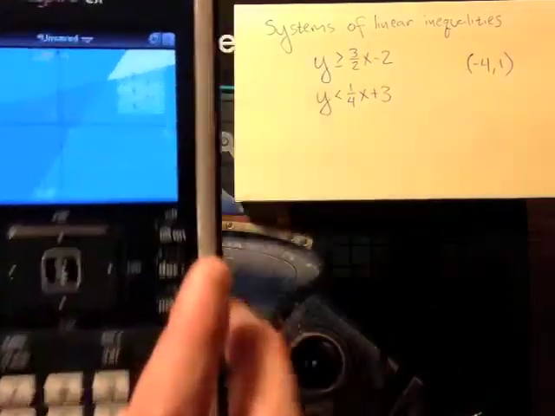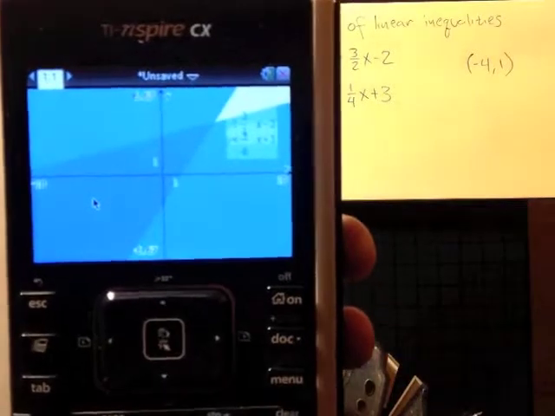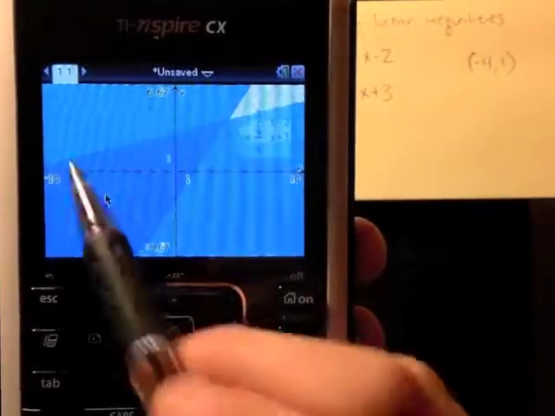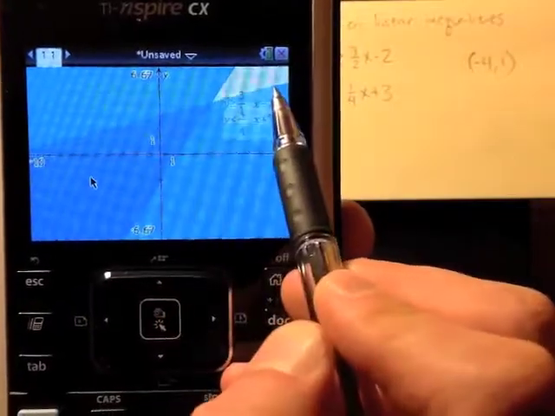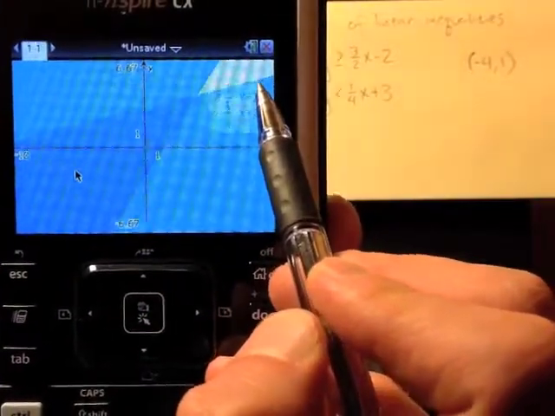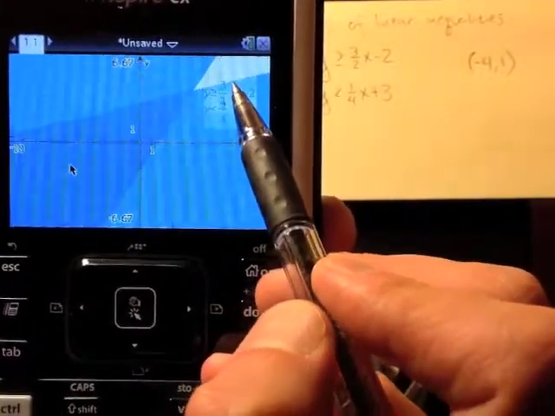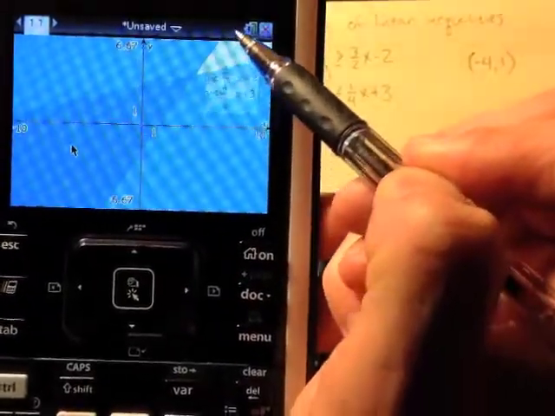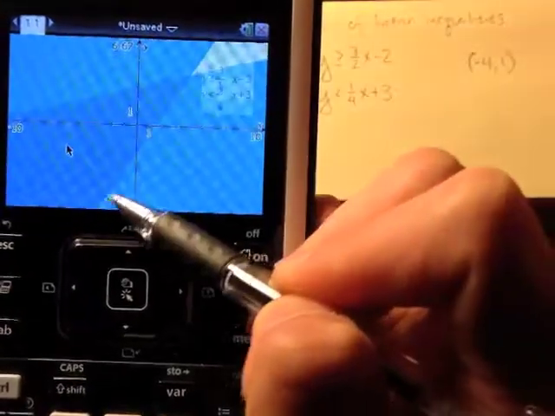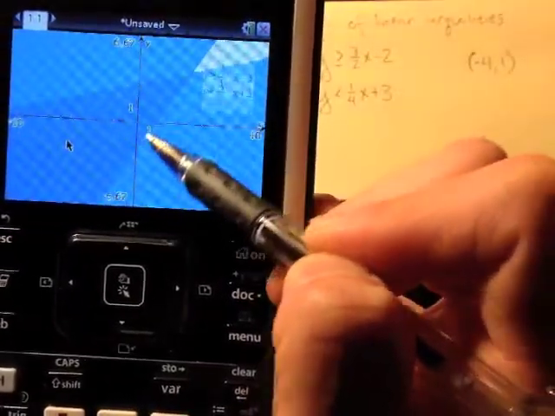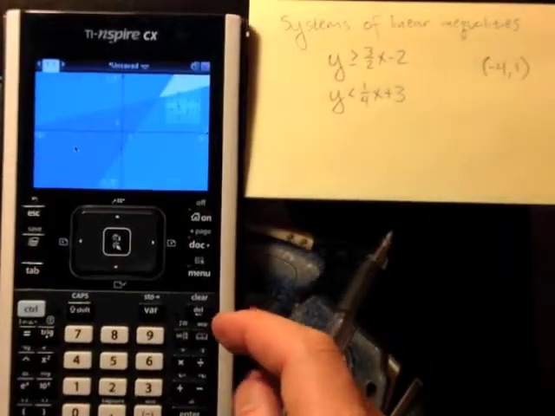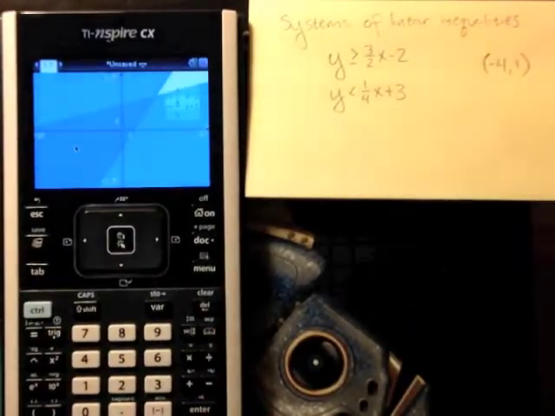Also notice, I don't know if you can see it in the video, I'm going to try to focus this, but you can also see that this line is dashed, meaning that points on the boundary line are not a solution of that inequality. Oh, I'm sorry. This line is solid, so points on that boundary line are solutions. Okay, so I hope that that's another useful skill that will come in handy for you.